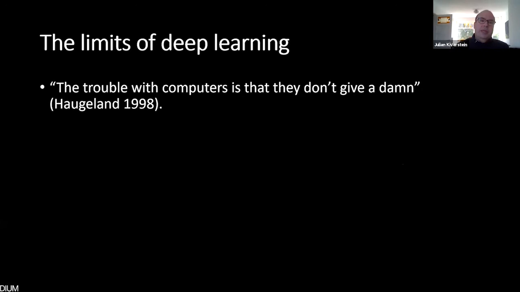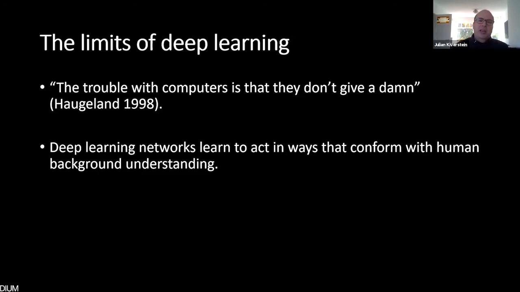I think John Haugeland, also influenced strongly by the existential phenomenology of Heidegger and Merleau-Ponty, really nailed the problem here when he said the trouble with computers, and this includes deep learning networks, is that they don't give a damn. So even though deep learning networks may be able to learn to act in ways that conform with our human background understanding, that doesn't mean that they actually themselves embody this background understanding. It just means they're able to imitate it or copy it.